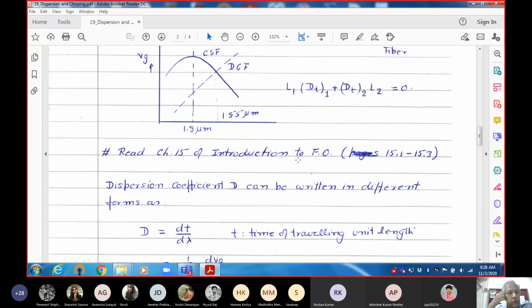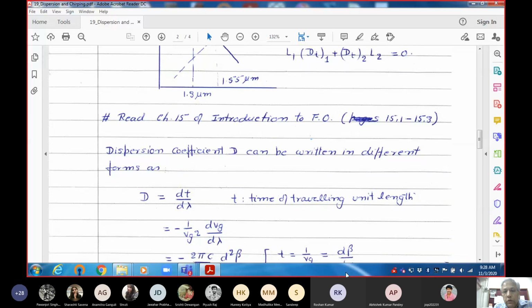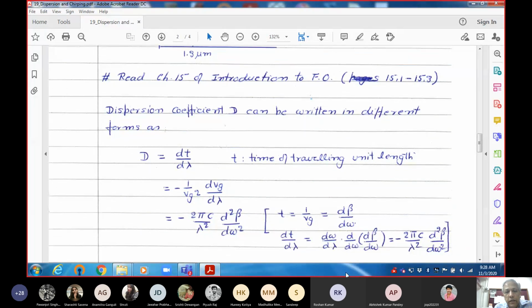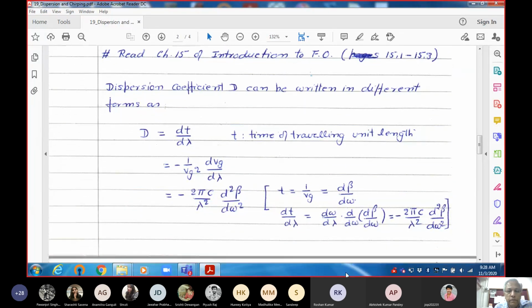So let me say one more thing before I come to my next further discussion. Let me tell you that this dispersion coefficient can be put in several forms. As I discussed earlier, it is basically the rate of change with respect to lambda of the time taken by a wave of that particular wavelength in a unit length of the fiber.